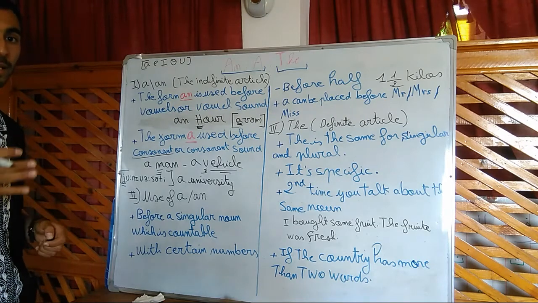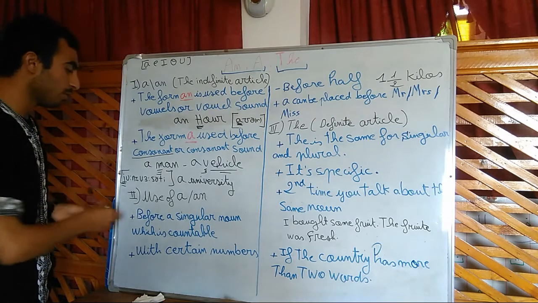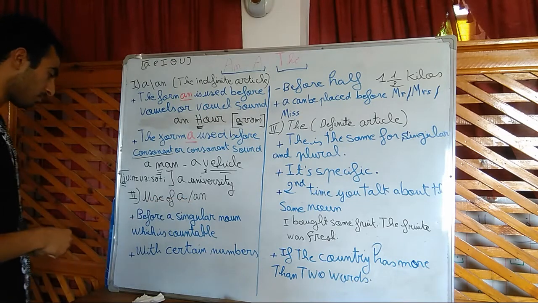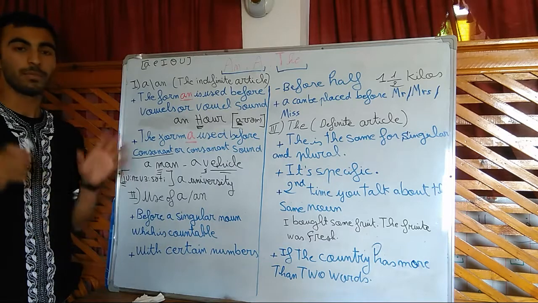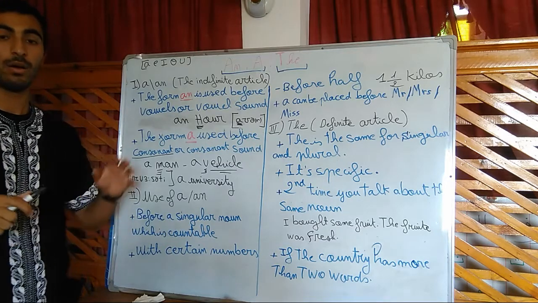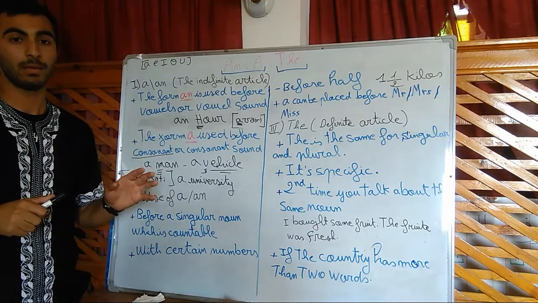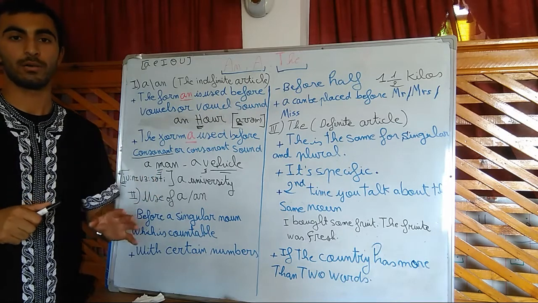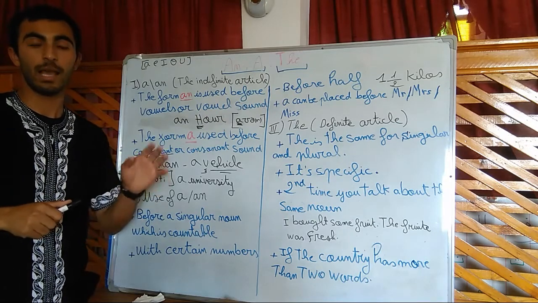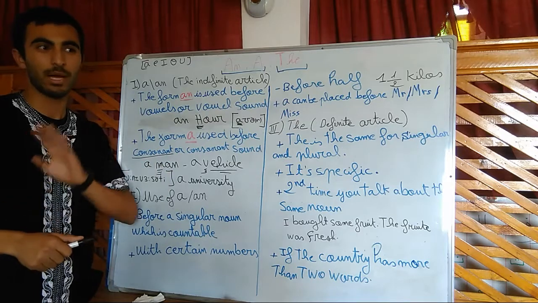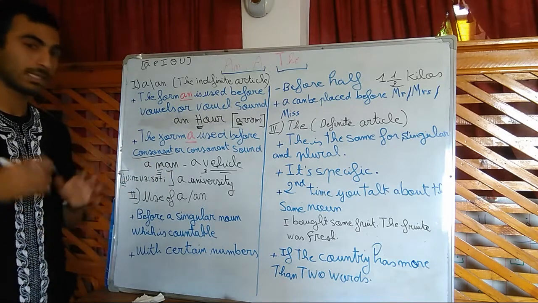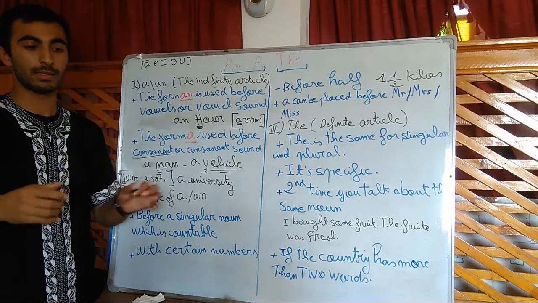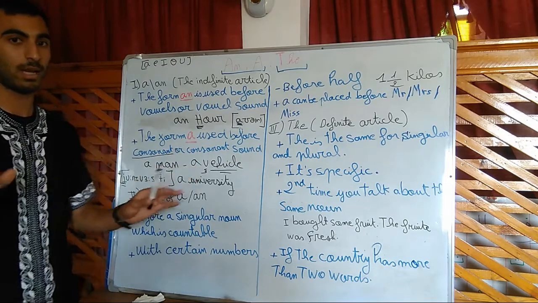Okay, now let's move to the usage. Use of a and an: before a singular noun which is countable. Keep in your mind that all articles come before a singular noun. If the noun is plural, with an s, we don't use them. We don't talk about articles. It comes before a singular noun, and that noun should also be countable. If the noun is uncountable, we don't talk about articles.